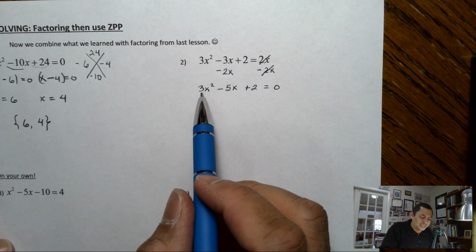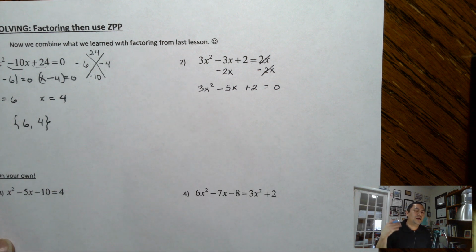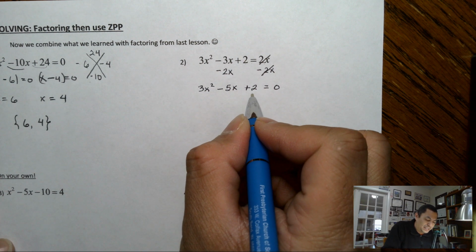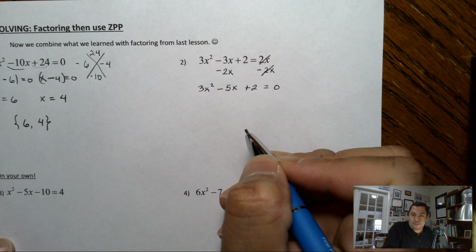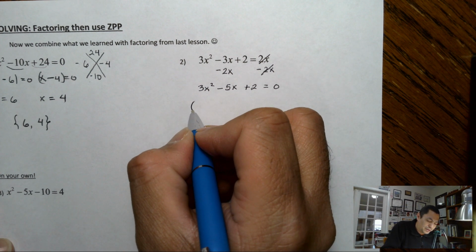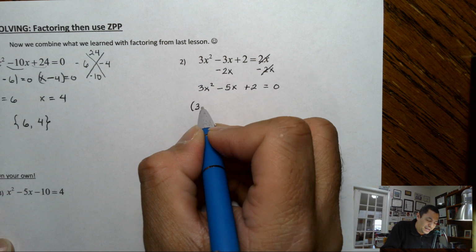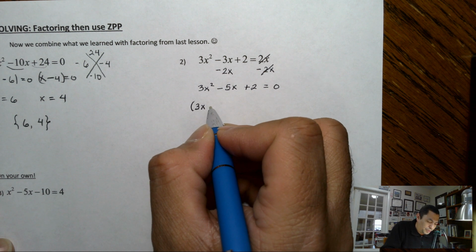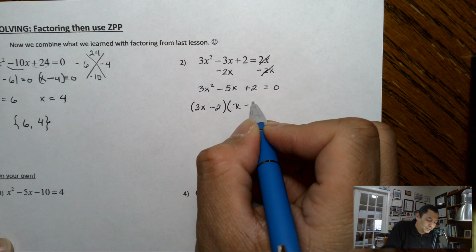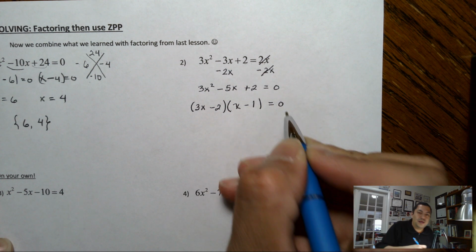Remember from class, now I have a 3x squared. It's not a leading coefficient of 1. So in this case, I have 3 and 1 and negative 2 and negative 1. See, if we put it into practice, we will get it done. So the factorization of this one is (3x minus 2)(x minus 1) equals 0.